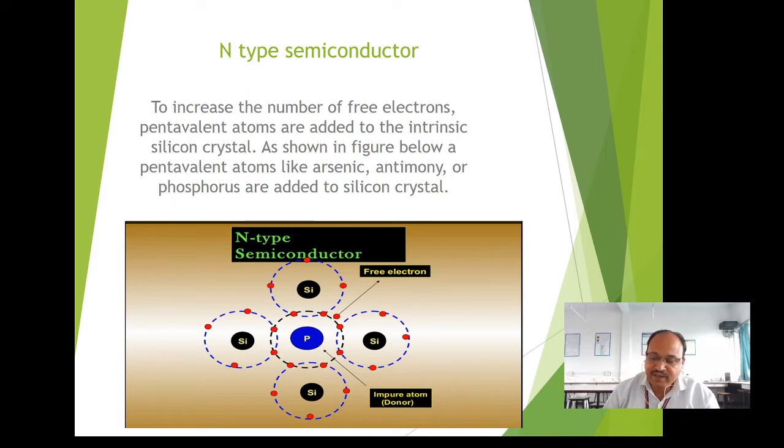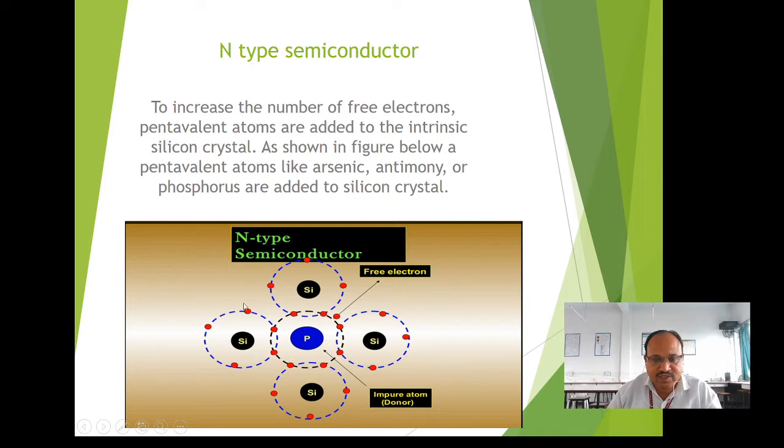So by adding these impurities into this pure silicon crystal, either we can have a greater number of electrons or a greater number of holes. According to that, there are two types of extrinsic semiconductor. One is N-type, where the electrons are more than holes, while the other is P-type semiconductor, where holes are more than electrons.